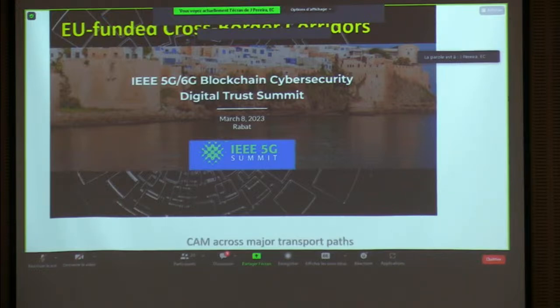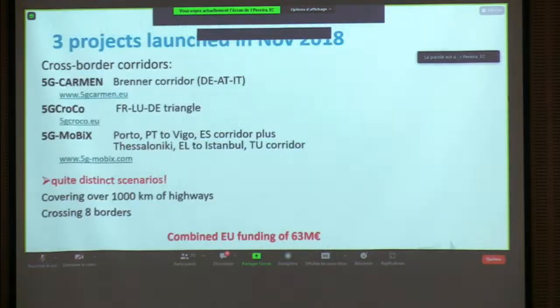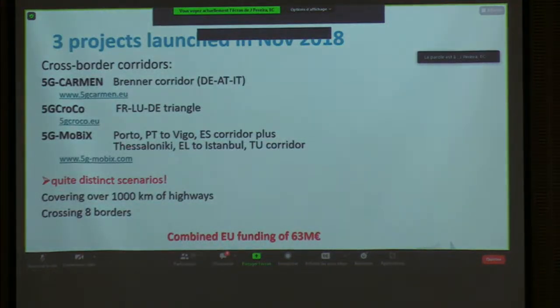This represents a major effort to prepare the grounds for subsequent deployment of CAM across all major transport paths. We launched the first call in November 2018, and the result was 3 cross-border corridors: the 5G Carmen, the Brenner corridor from Germany through Austria to Italy, the 5G Cross-Border Corridor, the French, Luxembourg, Germany triangle, and 5G Mobix, which included 2 corridors, the Portuguese-Spanish corridor and a Greek-Turk corridor.